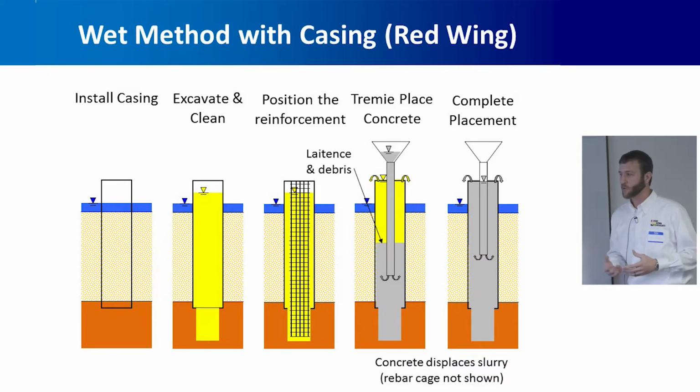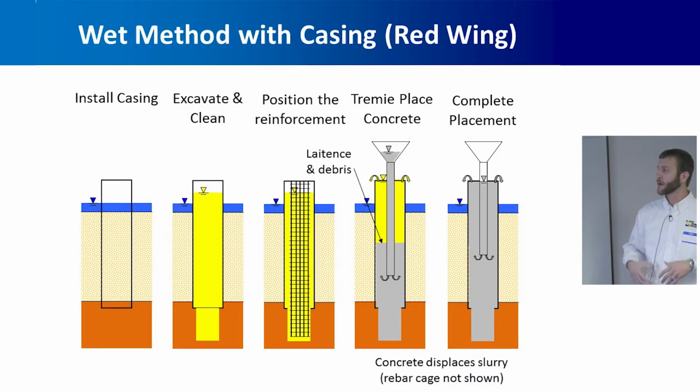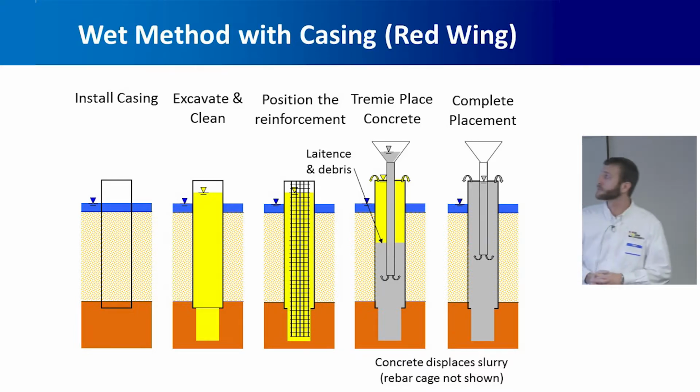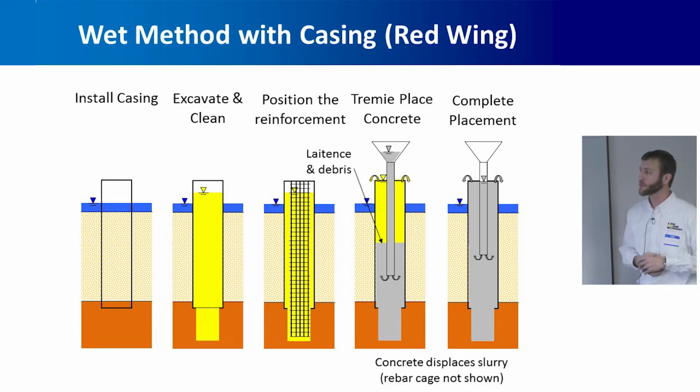And then place the concrete using a tremie from the bottom up, maintaining a positive head in the casing as you place the concrete. So we'll be pumping off drilling fluid or otherwise capturing the drilling fluid as we displace it with the concrete from the bottom up. And then complete the placement.